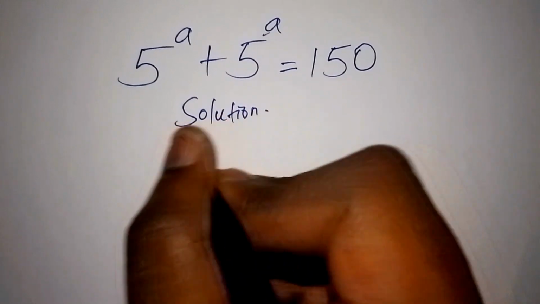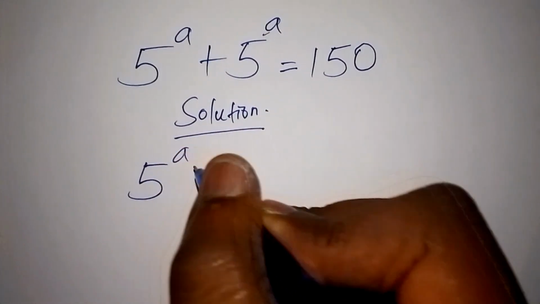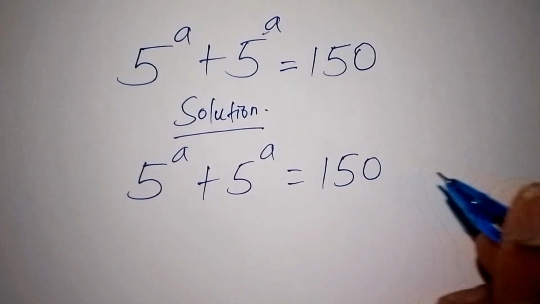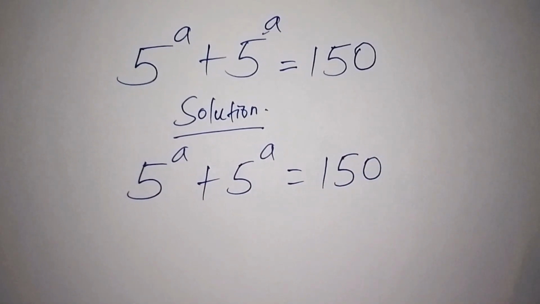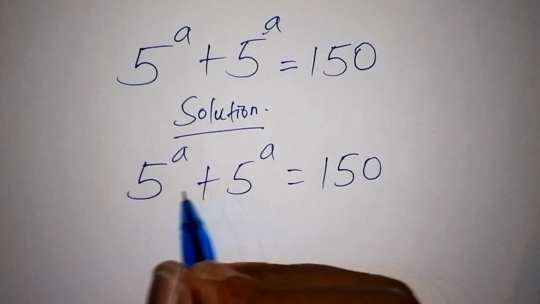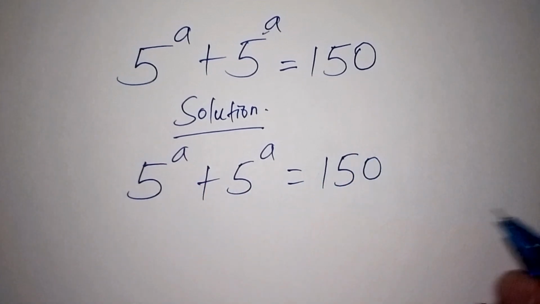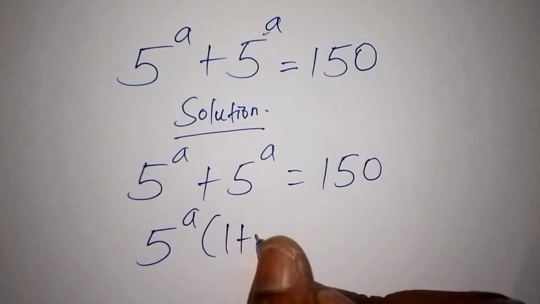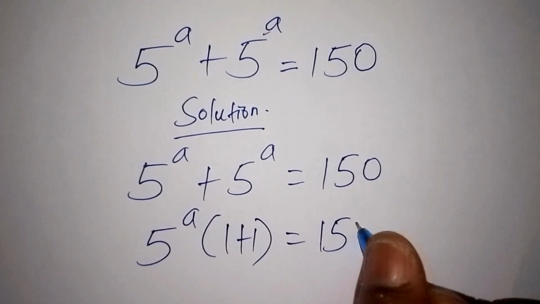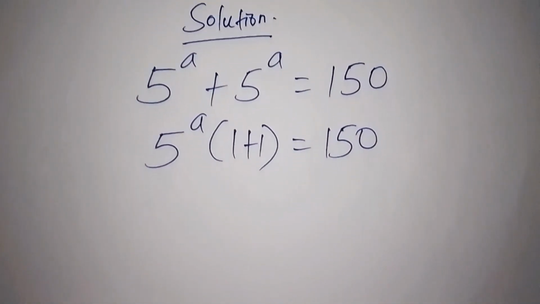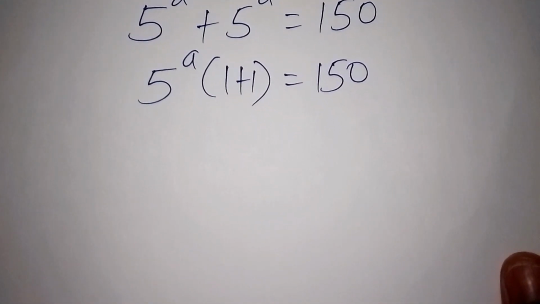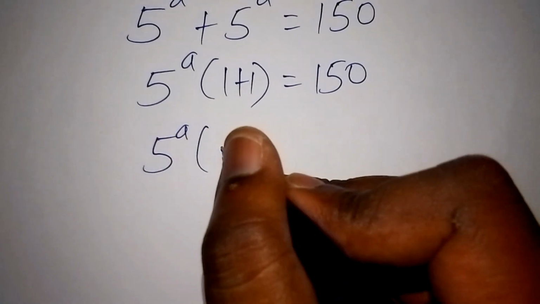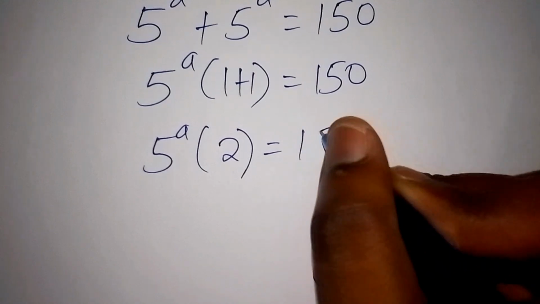So the solution is now 5 to the power of a plus 5 to the power of a is equal to 150. In this case we are trying to find the value of a. So we shall factorize 5 to the power of a plus 5 to the power of a. This can also be written as 5 to the power of a into bracket 1 plus 1 is equal to 150. Let's now work out the number inside the bracket. So we have 5 to the power of a into bracket, 1 plus 1 is 2, is equal to 150.